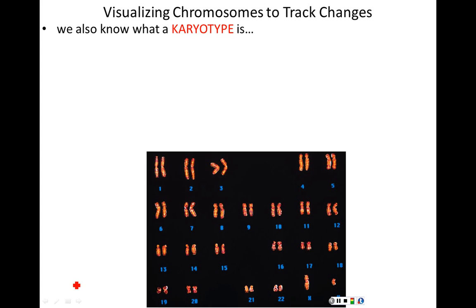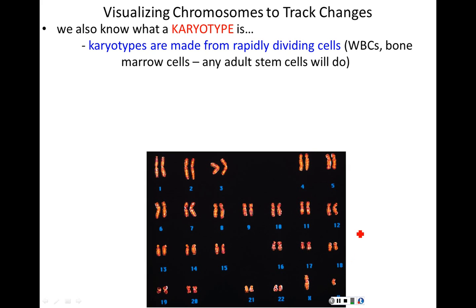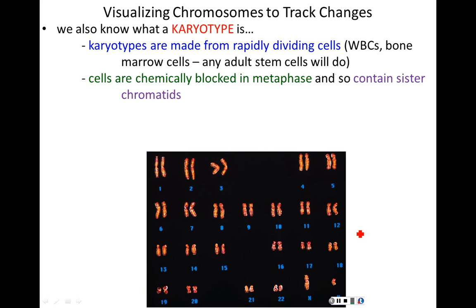Here is a human karyotype of a male, obviously. Hopefully it's obvious, because we have 1 X and 1 Y chromosome here. Usually to make a karyotype, you harvest some rapidly dividing cell from the individual. Those could be white blood cells, bone marrow cells, any adult stem cell that is rapidly dividing will do. You treat those cells, you have them divide for a while, you get them undergoing mitosis at a pretty high frequency, and then you treat them with a chemical that blocks all of those cells in metaphase.